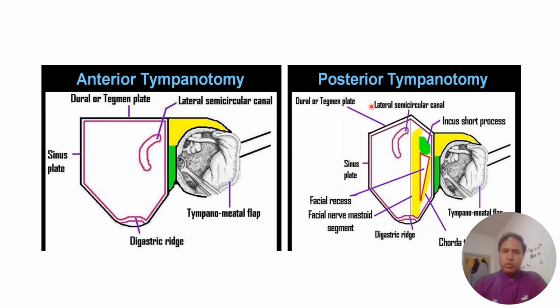Here you can see posterior tympanotomy. Through posterior tympanotomy, we have opened the facial recess. This is the facial recess, this is the incus short process. This is the chorda tympani, this is the digastric ridge, this is the facial nerve mastoid segment. We have gone through the facial recess. This is called posterior tympanotomy through facial recess approach. This is a step in cortical mastoidectomy.